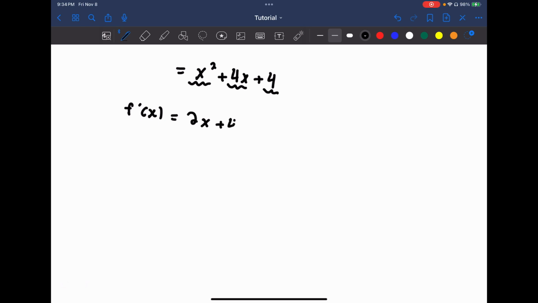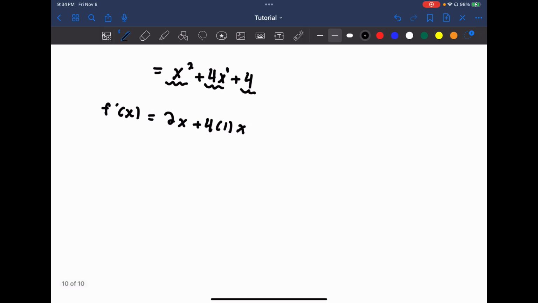So it's a constant times our n value. Our n value is actually 1 because the 1 is not shown here. And then it's times x to the power of 1 minus 1. 1 minus 1 is 0. And then our last term is a constant, so it's also a 0.